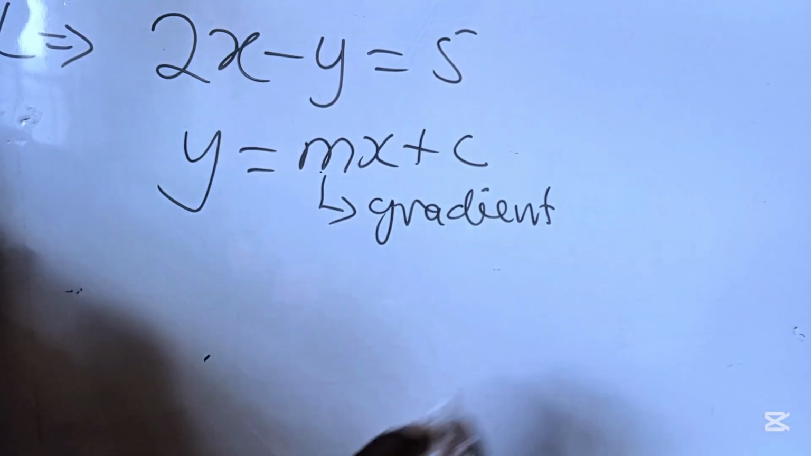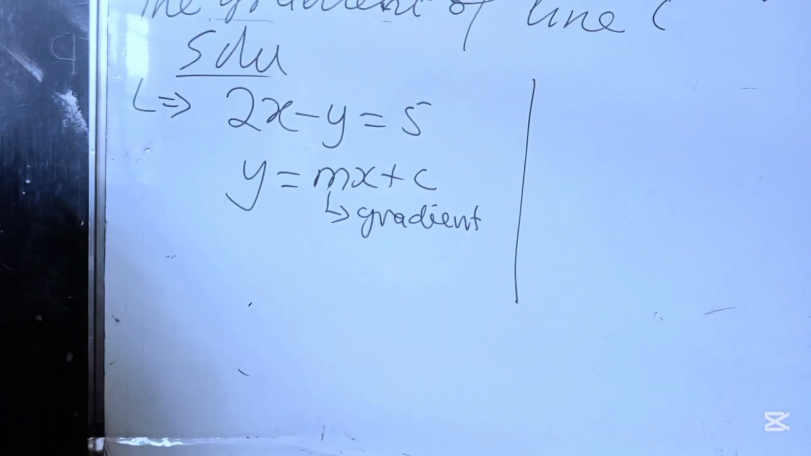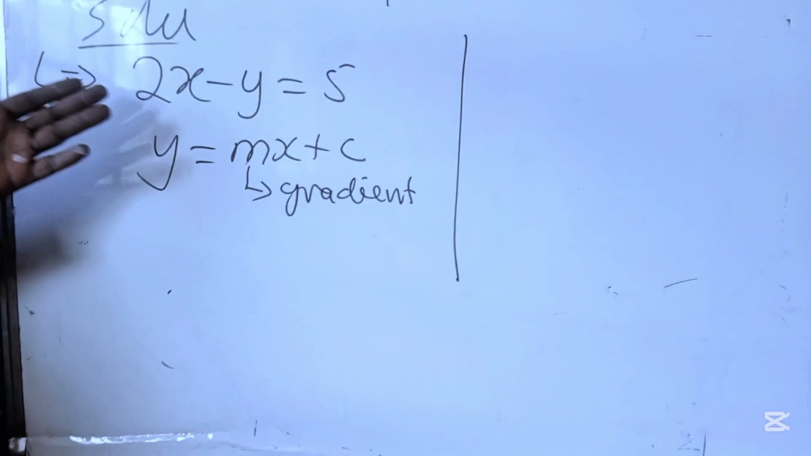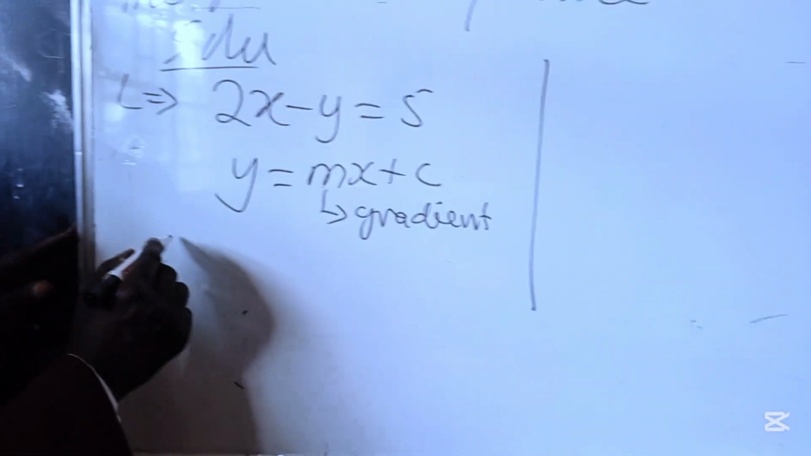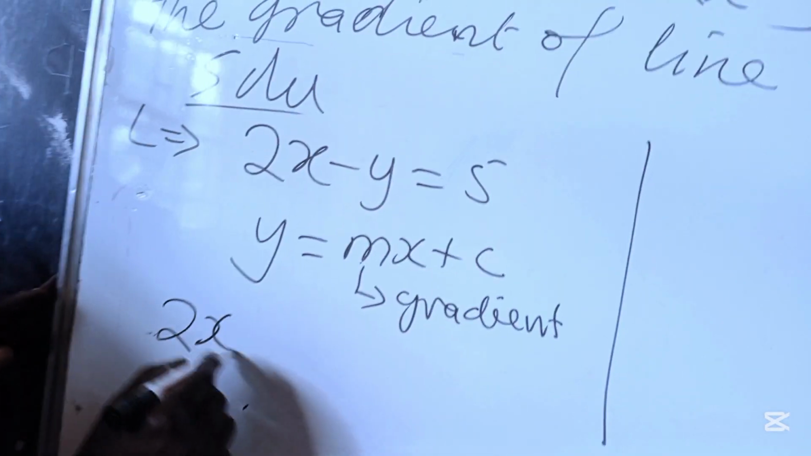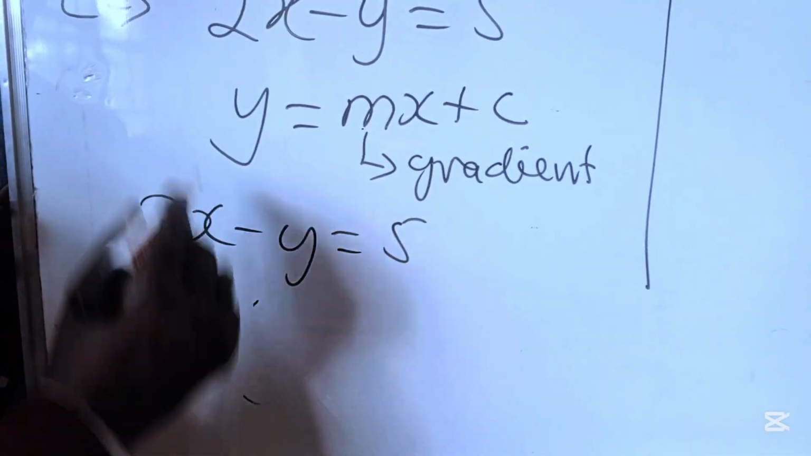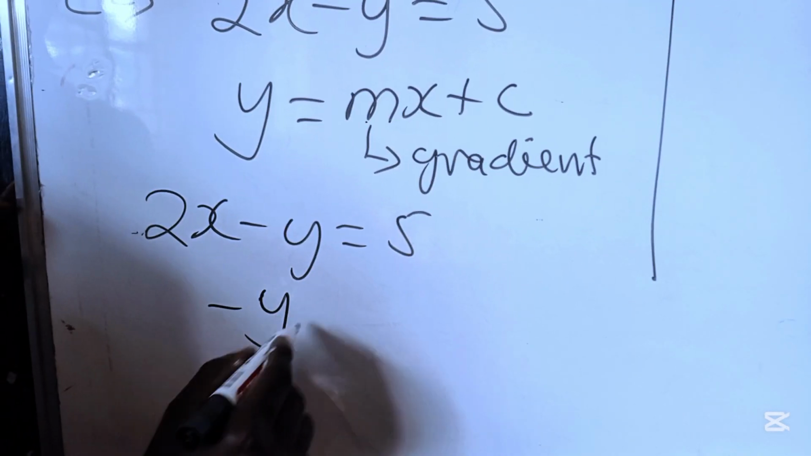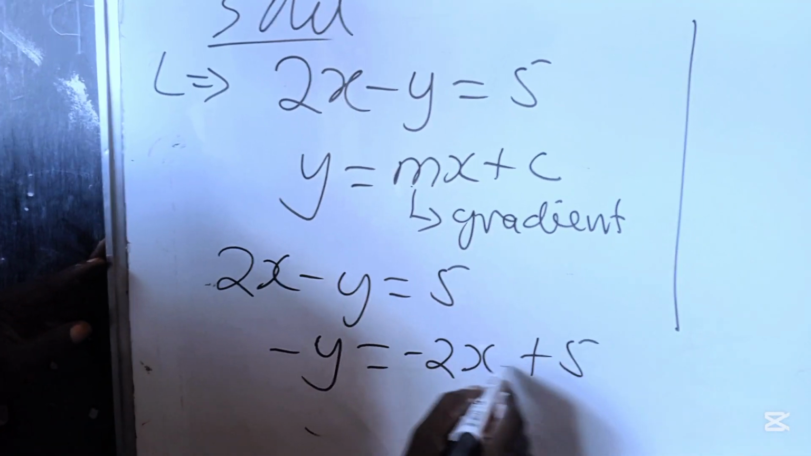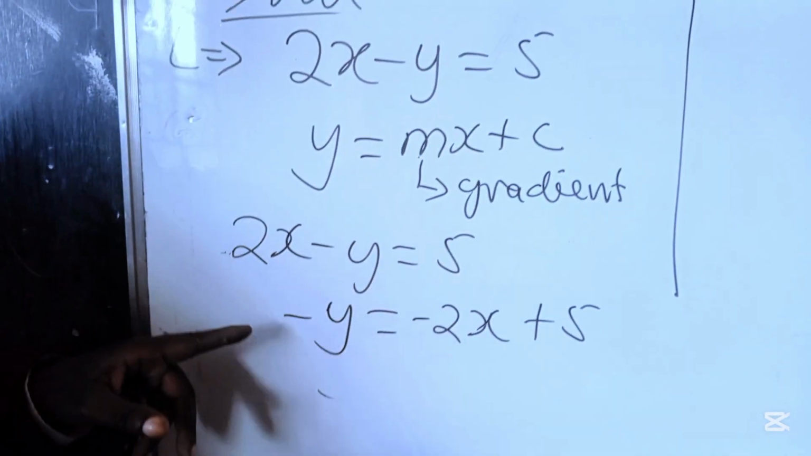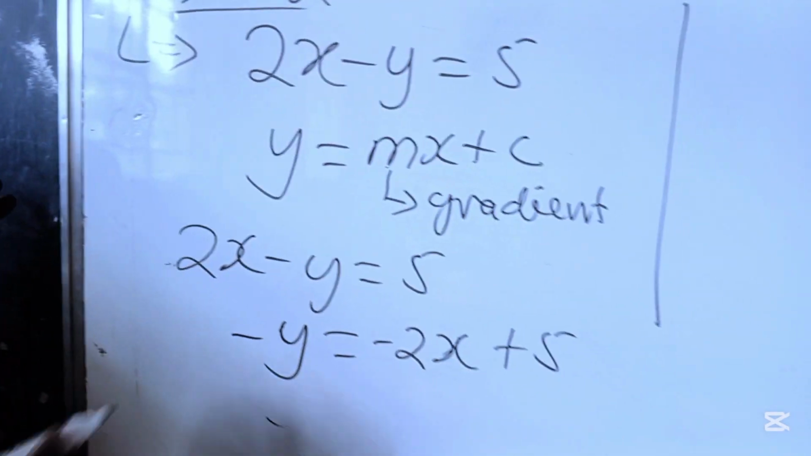Now, fellow viewers, I'll teach you two methods. The first method is simple. I'll do whereby I have to rearrange this. How do we rearrange this? We do it like this. Say, okay, 2x minus y equals to 5. What happens? The 2x goes there. I'm going to have y equals to negative 2x plus 5. Now you can see here I found a negative. Here there is no negative. So I should remove this negative.